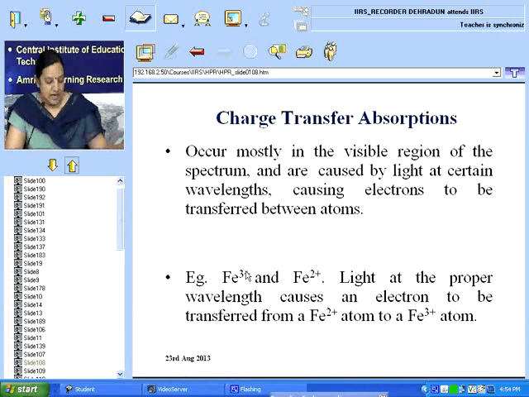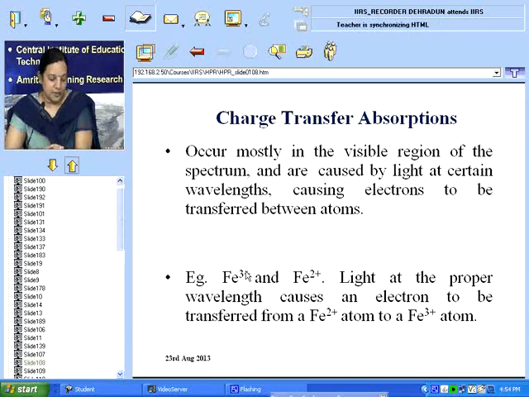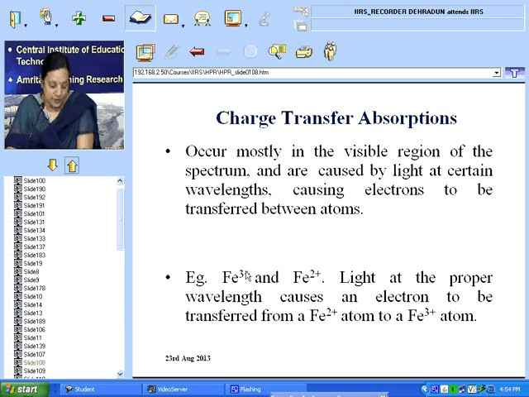Now the charge transfer process, but let's first talk about the electronic process. In the electronic process, isolated atoms and ions have discrete energy states, and absorption of photons of a specific wavelength causes a change from one energy state to a higher energy state. An emission of a photon results in a change of energy state to a lower one.